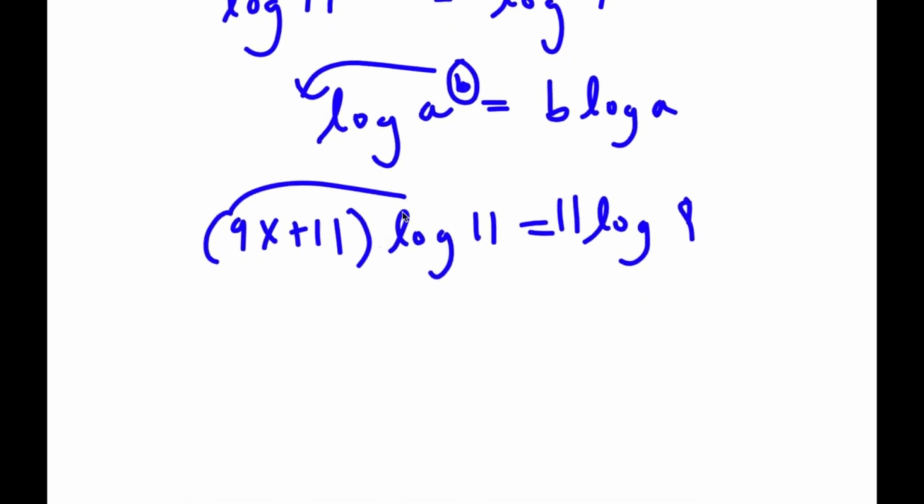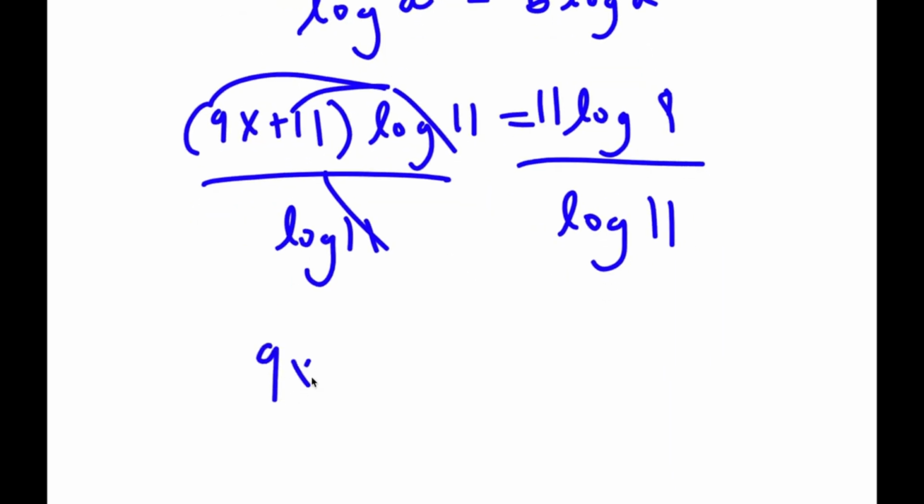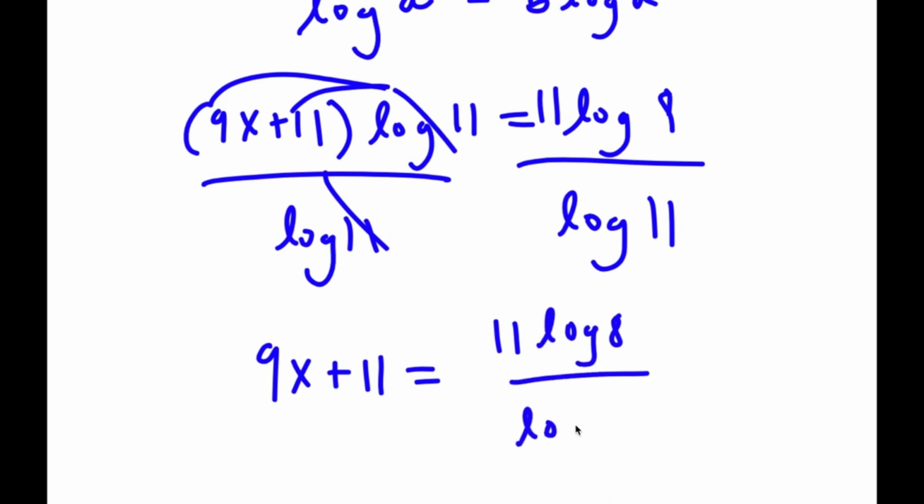Now, if I distribute log 11 to 9x plus 11, I get 9x times log 11. Sorry, I'm actually not going to distribute. Instead, I'm going to actually divide both sides by log 11. So these two cancel out, and I have 9x plus 11 is equal to 11 times log 9 over log 11.